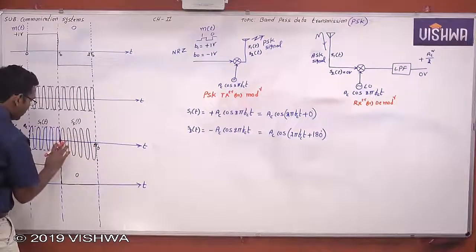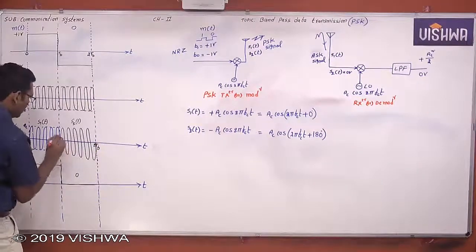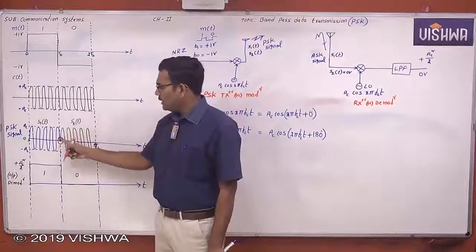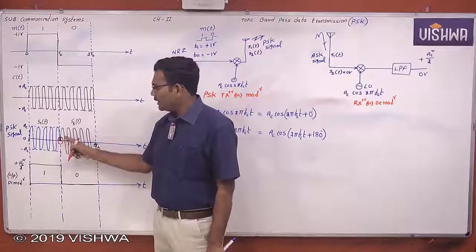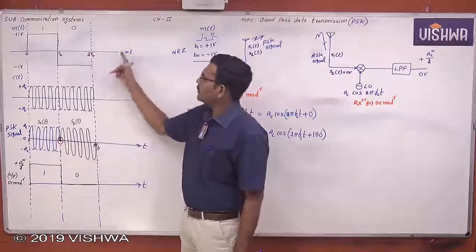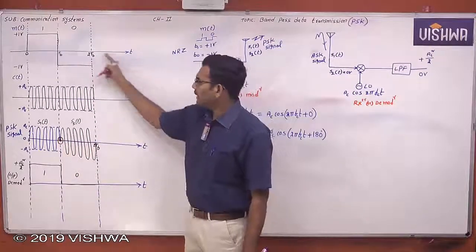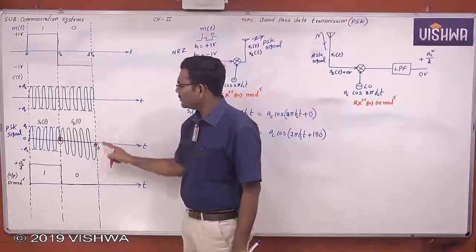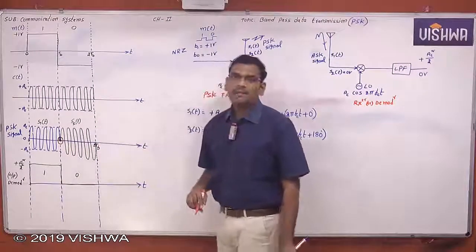If you see this transition from binary 1 to binary 0, there is a phase shift of 180 degrees, or not? There is a phase shift of 180 degrees. Again, from binary 0 to binary 1, at this particular transition there is a phase shift of 180 degrees. So this is nothing but a PSK signal.